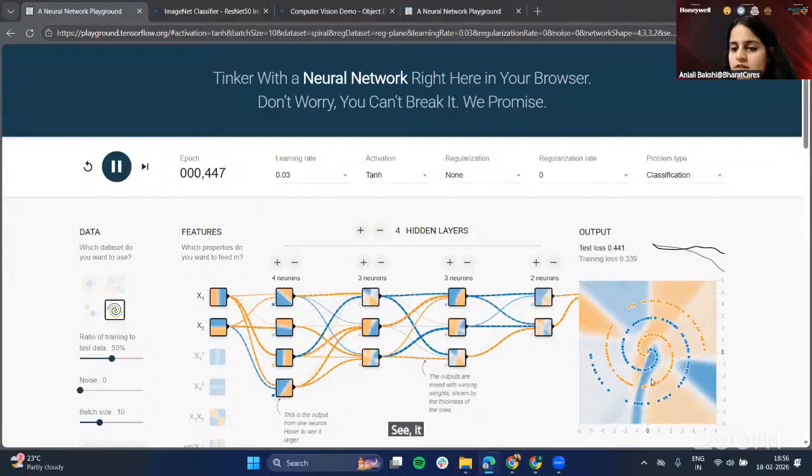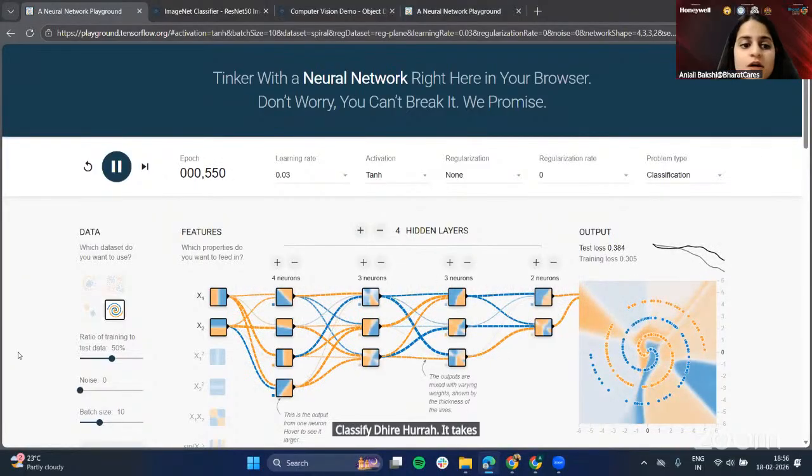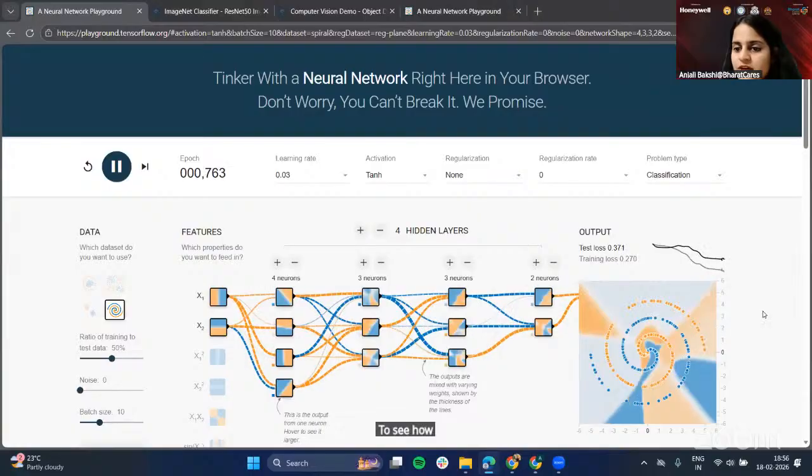See, it is being classified. Classified धीरे धीरे हो रहा है. It takes time because it is the most messy data. It has to classify at different levels. So see how it is being classified. It is still working, still working.